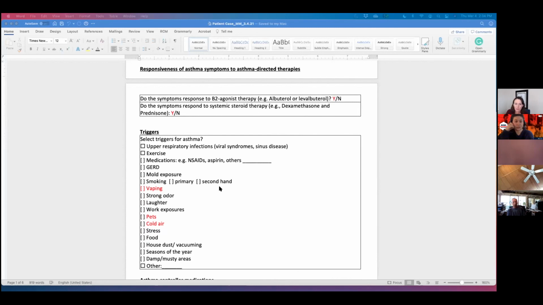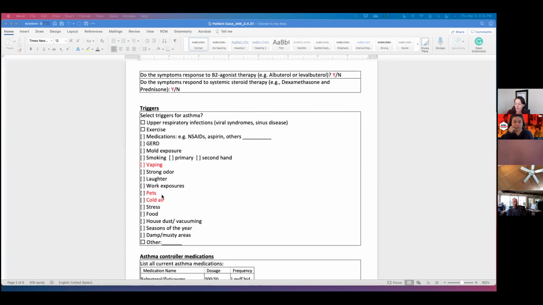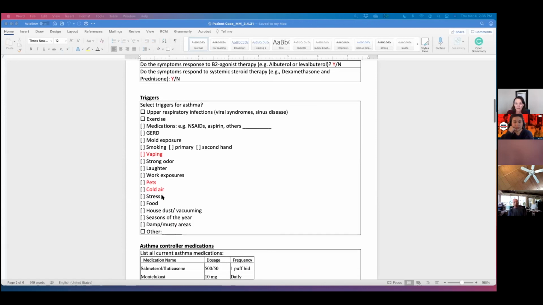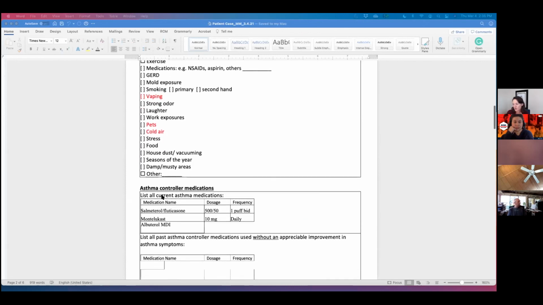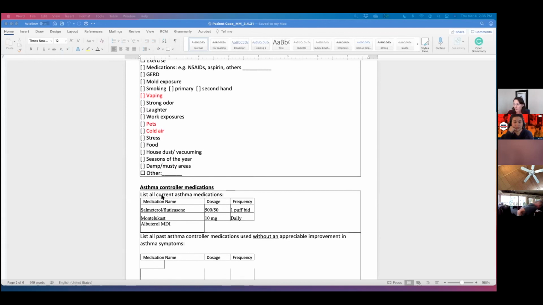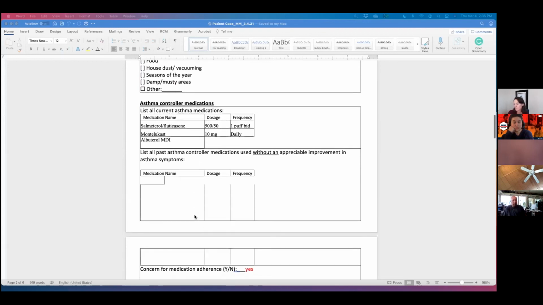She described that she had been vaping, which was fairly recent, and I'll come back to that. She would notice that she felt like she had allergic symptoms when she went into her friends' homes that had pets, and cold air, particularly exercising in cold air, was a trigger for her. She was on salmeterol fluticasone at higher doses, 500/50, prescribed as 1 puff twice a day. But she was not taking that regularly. She was also on montelukast and took that a little bit more regularly, and was using her albuterol quite frequently.